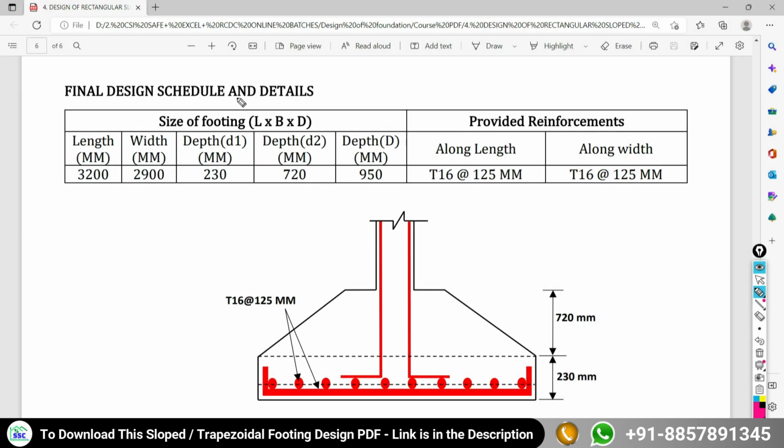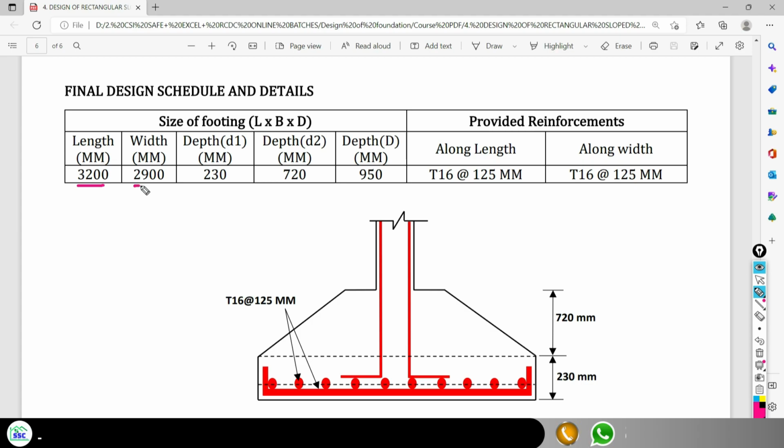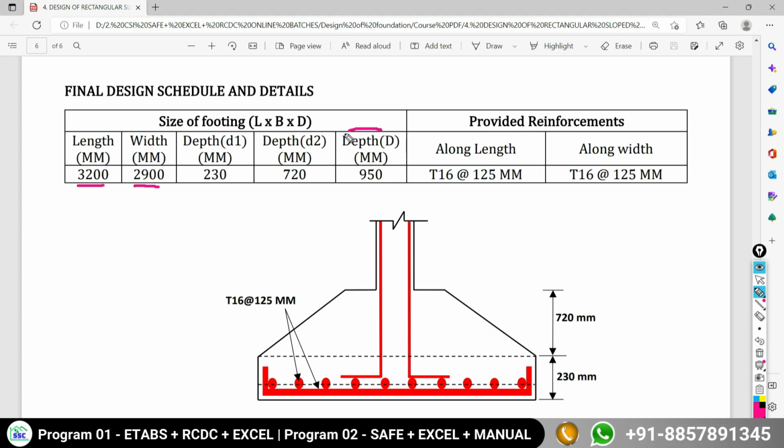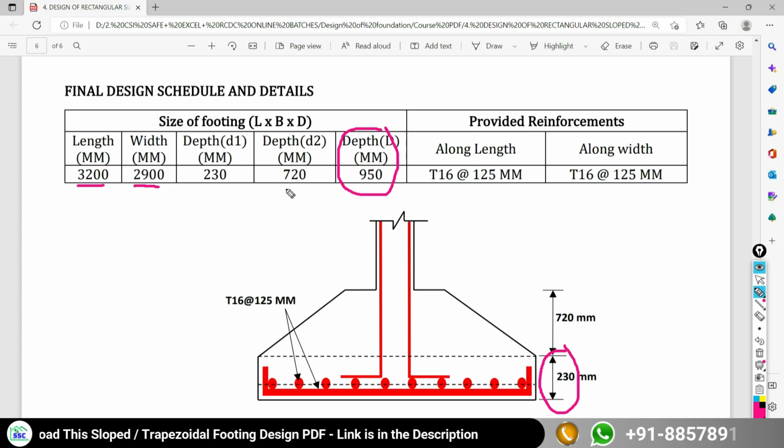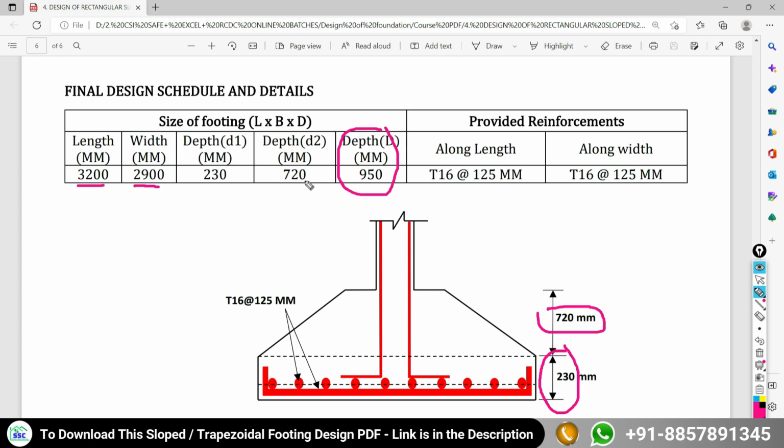At the end, we have to prepare the schedule and details for the final design results. So first we are going to write about the size of the foundation. Total length of the footing we have provided is 3200 mm. Total width of the footing is 2900 mm. Overall depth of the foundation is 950 mm, with a break of the depth at its edge as 230 mm, and the remaining depth is going to become 720 mm. So in this break you have to write the depth of the foundation.